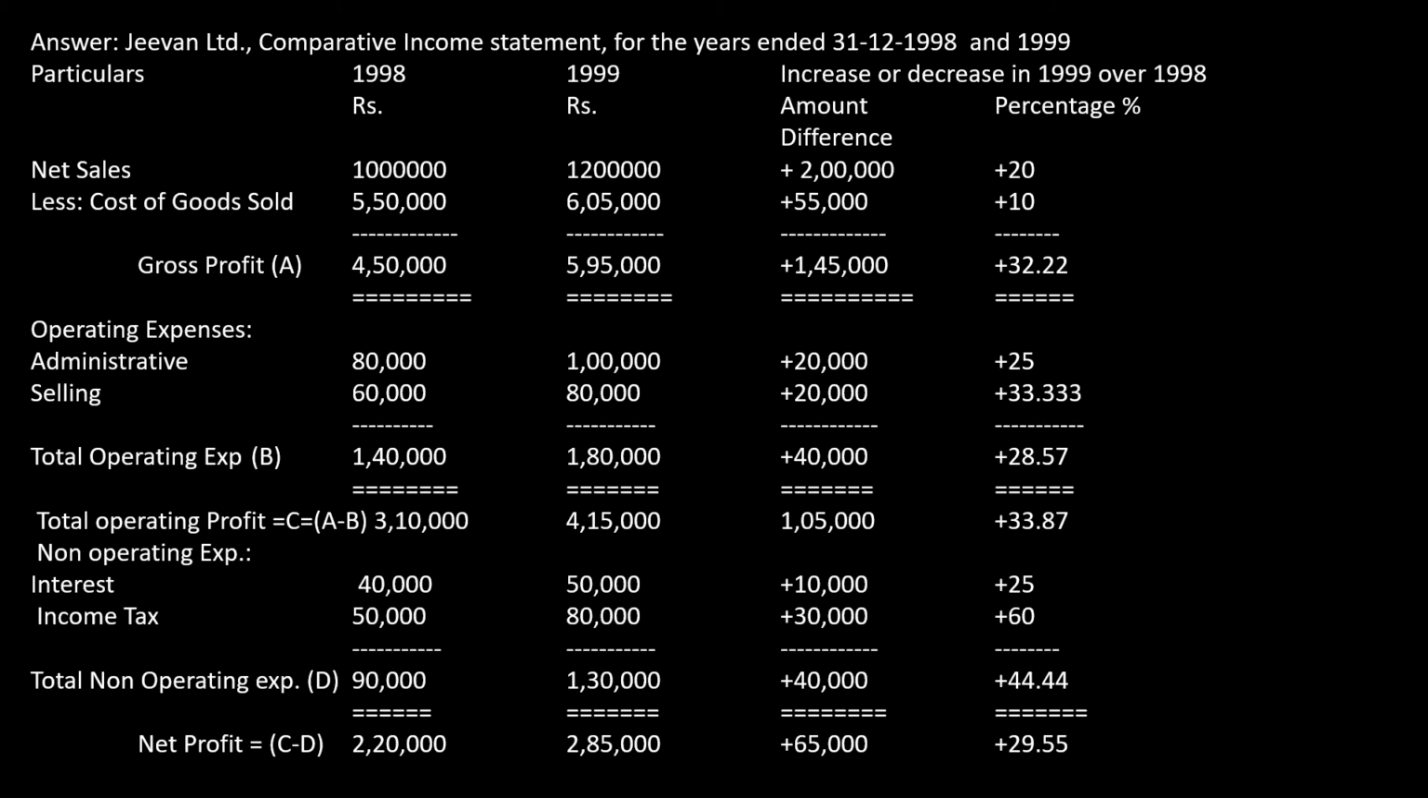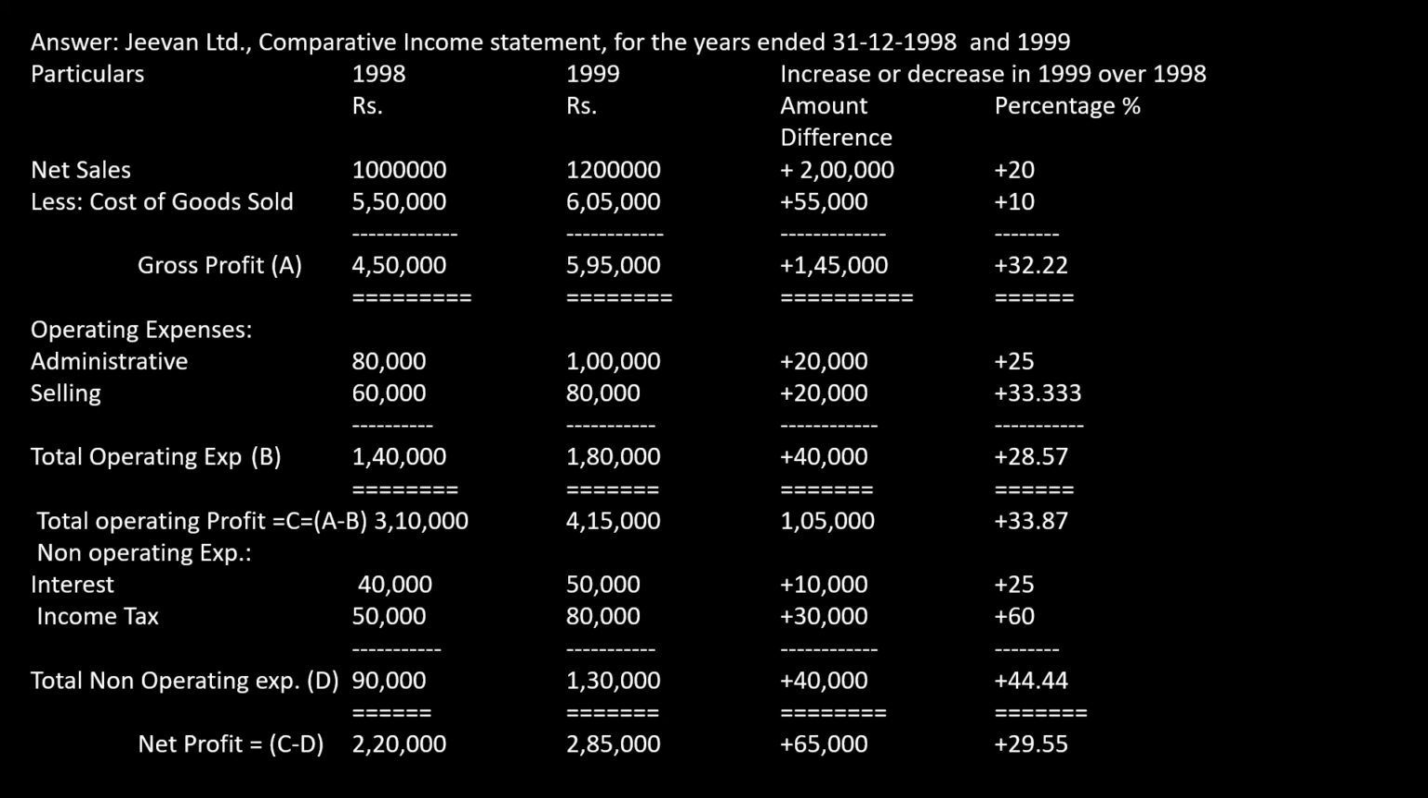Now the 4th column has two subdivisions, amount difference and percentage. Here the amount difference is where you compare 1998 and 1999 and see what the difference is. In other words, we are going to take 1998 as the base year. For 1998, my sales was 10 lakh.